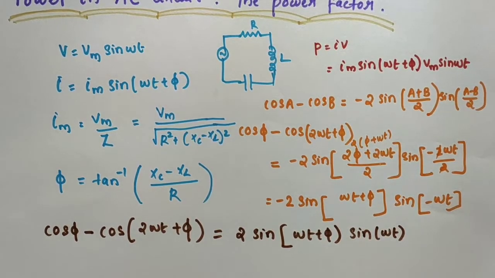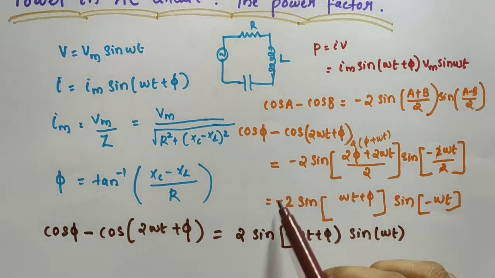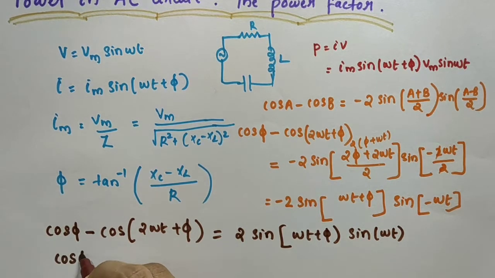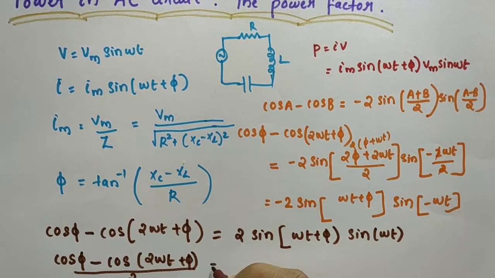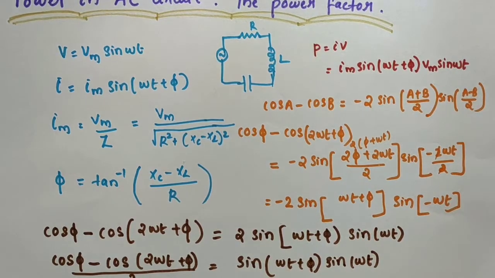I hope you understood. Here we have sine of minus omega t, that is actually equal to minus sine omega t. So minus into minus became plus here, and sine omega t. The rest, we have sine of omega t plus phi here. Now if I am taking this 2 to the denominator, we can write this expression as cos phi minus cos of 2 omega t plus phi, all divided by 2, equal to sine of omega t plus phi into sine of omega t.